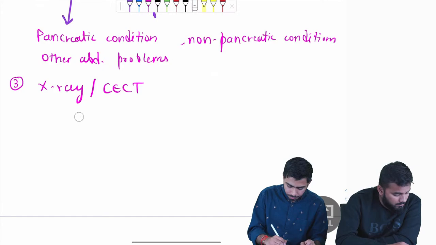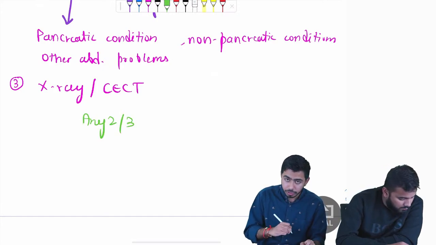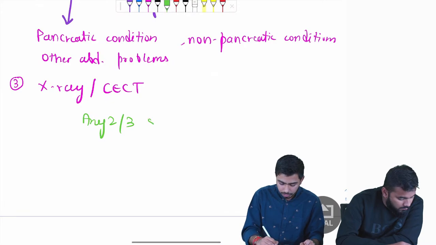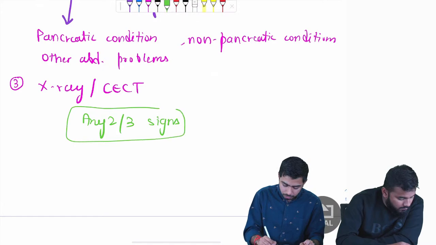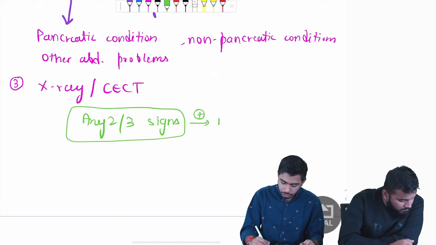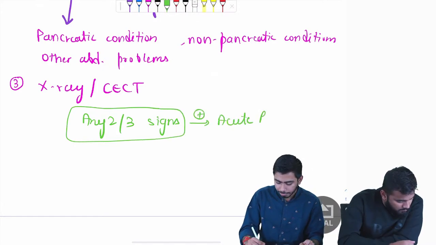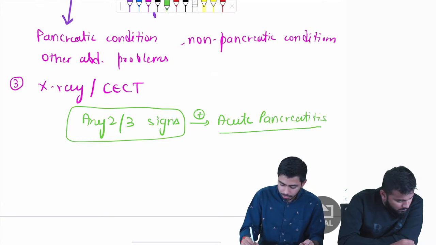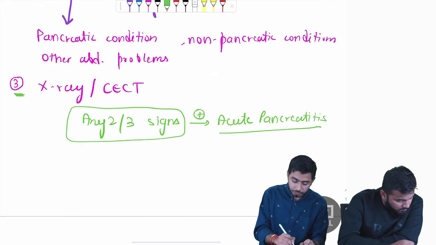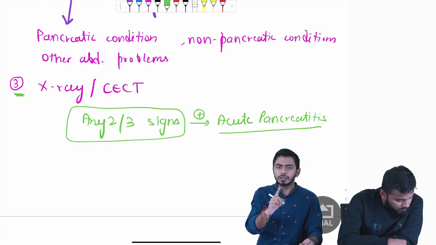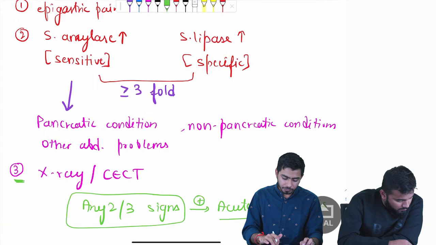Any 2 out of 3, right? Any 2 out of 3 signs, if you are seeing them in your patient, then you can make your diagnosis of acute pancreatitis. Okay, any 2 out of 3. Fine. When will you take the help of the third one? Only when you are not satisfied with the first and second.